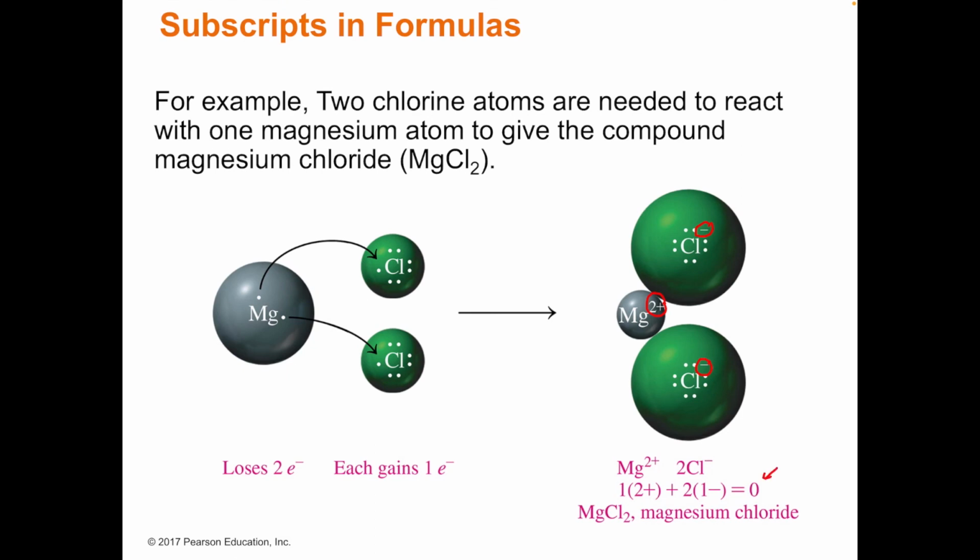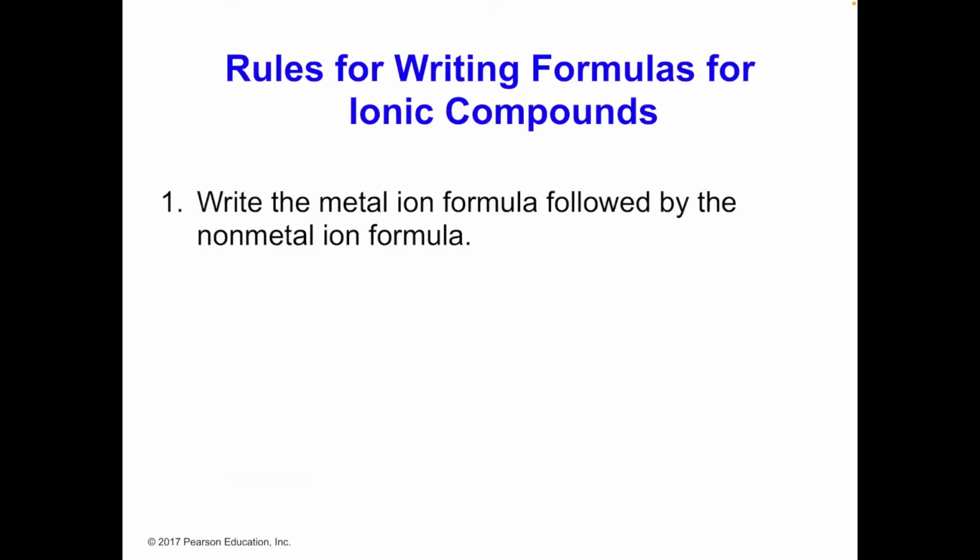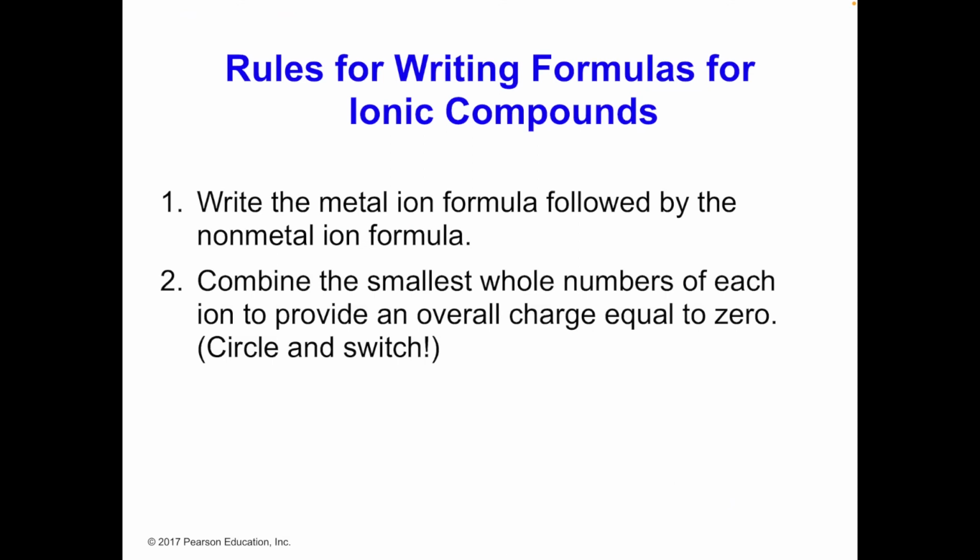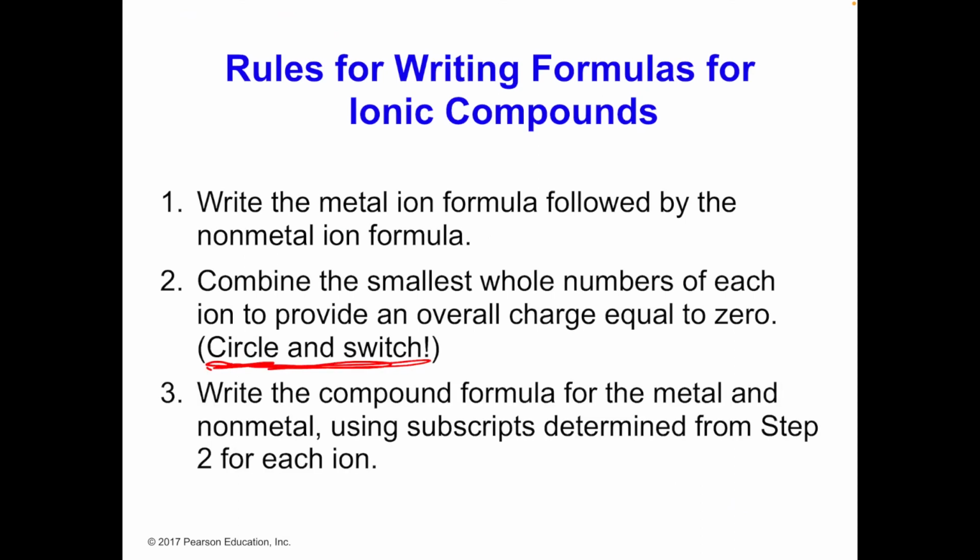Okay, because our ionic compound has to be neutral. It has to be balanced out. So we'll always have our positives equal our negatives. So here's how we're going to write the formulas for ionic compounds. You're going to write the metal ion followed by the nonmetal ion formula. And then you're going to combine the smallest whole numbers of each ion to provide an overall charge equal to 0. And I use this rule, circle and switch, which I will show you how to do.